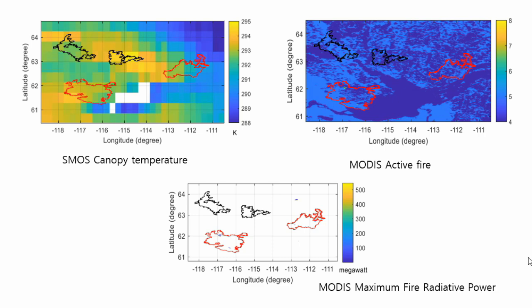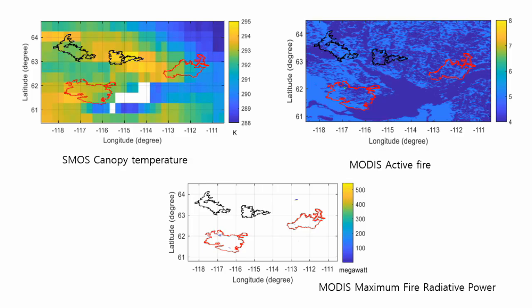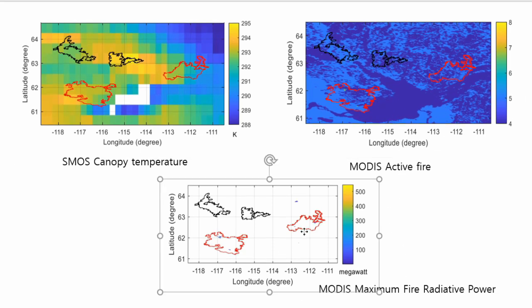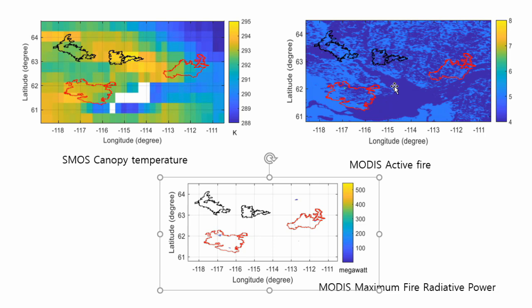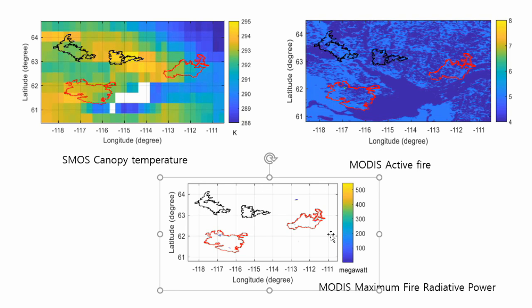This is another example, this one was the British Columbia region, and this is Northwest Territory. If you look in here, modest active fire and modest maximum fire radiative power are more or less very similar and identical. Although there was no predictability, they pretty much show the active fire that goes on in the beginning of the fire development stage.